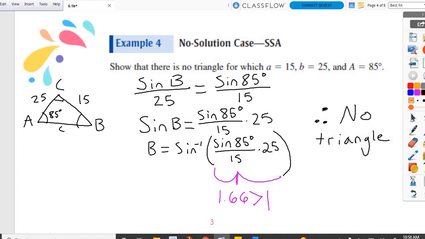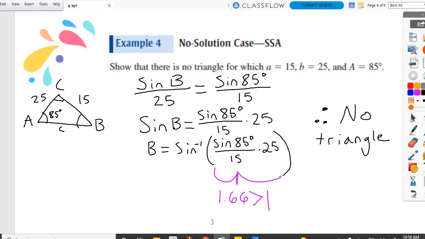Why'd you put the big dots? Means therefore. So therefore, there is no such triangle. They asked us to show there was no triangle. So that would be show. There's no triangle.